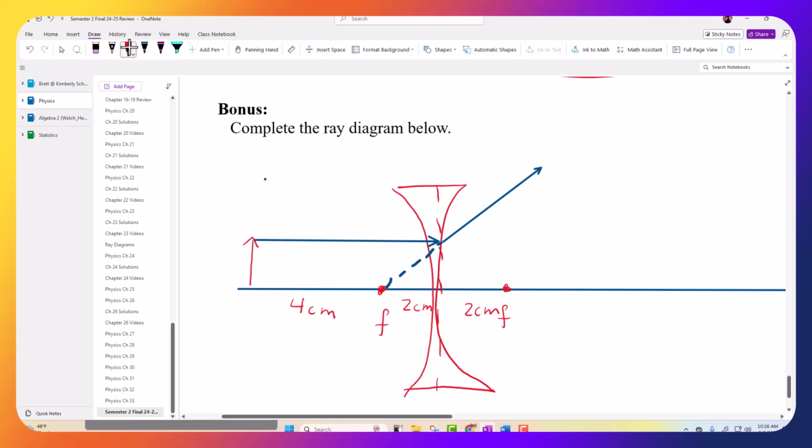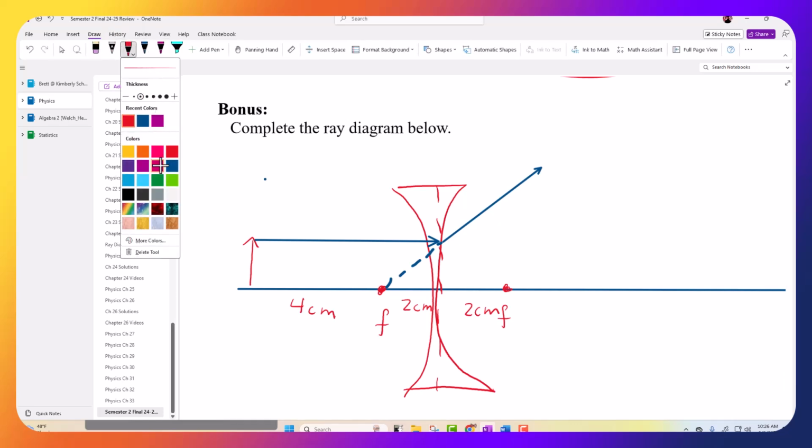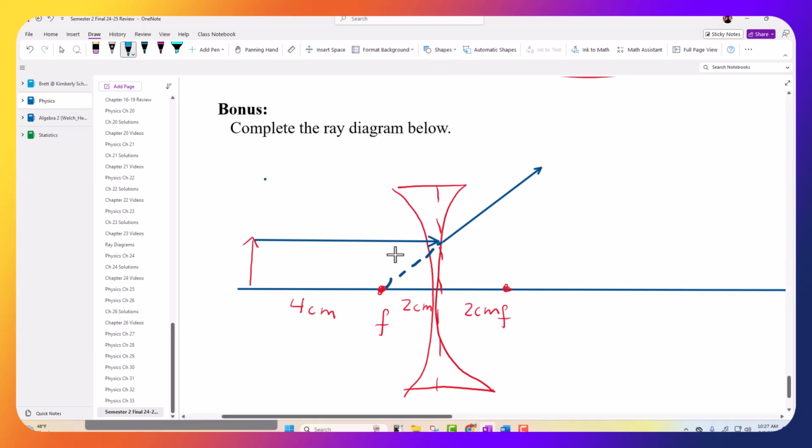Next ray. Okay, this next ray is going to go as if it was going to hit the far focus. Right? That's where we're aiming. But what does it do instead? Comes out parallel.